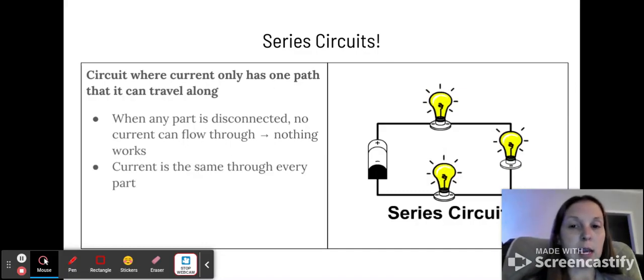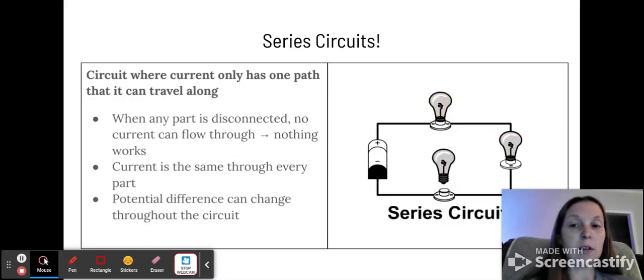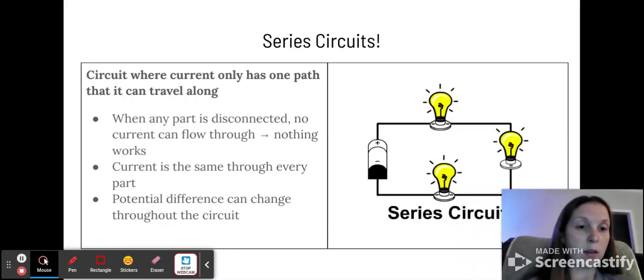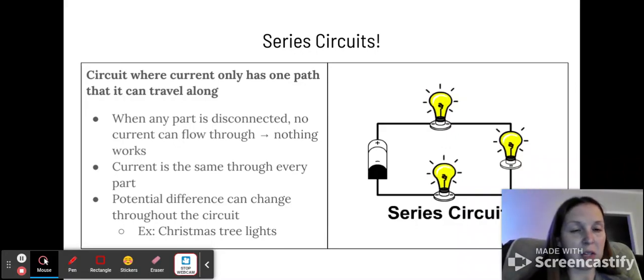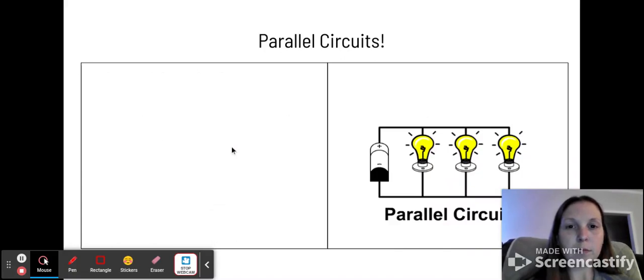The current is the same in every part of the circuit. The potential difference can change throughout the circuit, but the biggest thing to remember about series circuits is that if one part doesn't work, the whole thing doesn't work. The best example used to be Christmas tree lights, though they've definitely upgraded over the past 10, 15, or 20 years. If one bulb went out, the whole strand would go out.